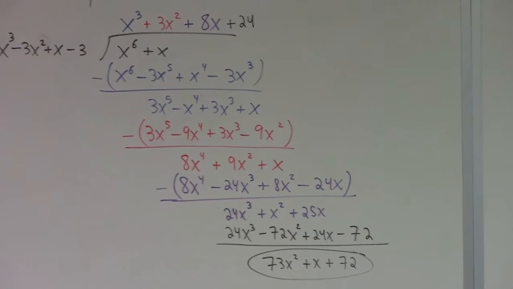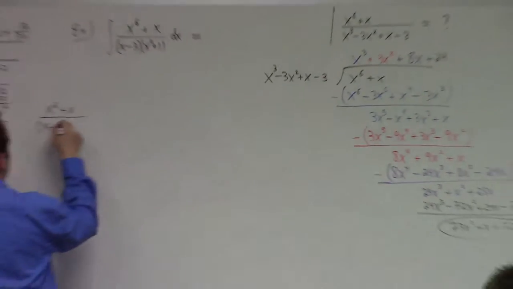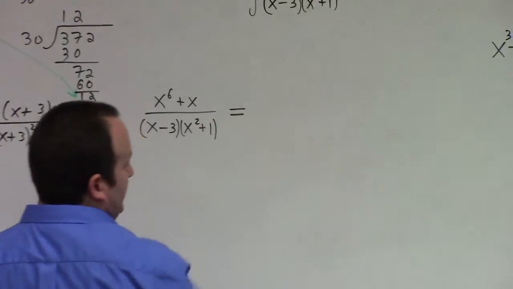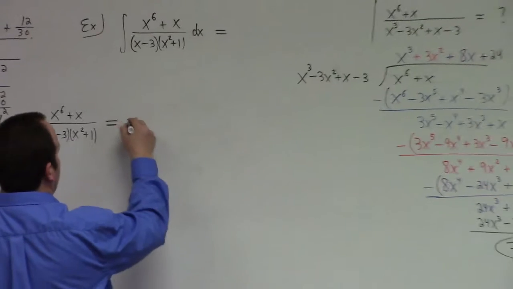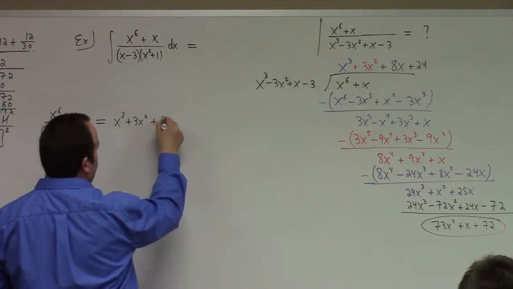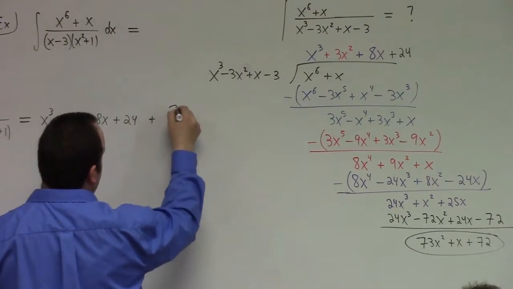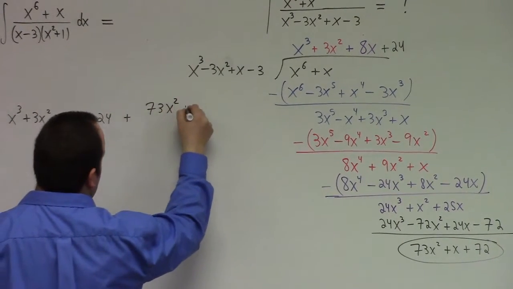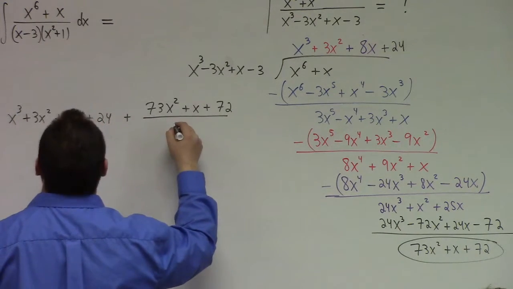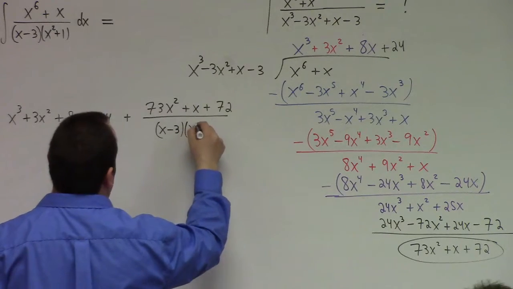What this tells us is that x to the sixth plus x over x minus 3 times x squared plus 1, right? It's actually equal to x cubed plus 3x squared plus 8x plus 24, plus 73x squared plus x plus 72 divided by x minus 3 times x squared plus 1.